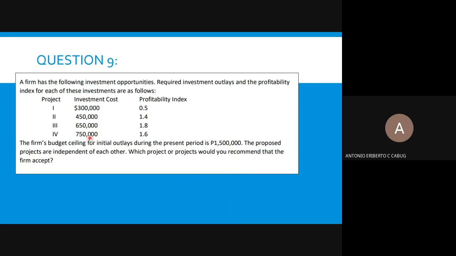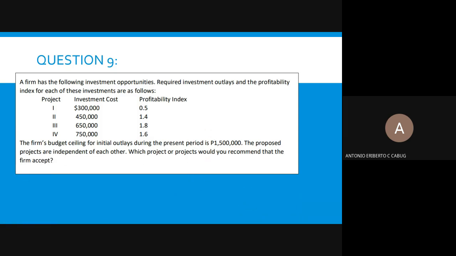Enter everyone. A firm has the following investment opportunities. Required investment outlays and the profitability index for each of these investments are as follows. So project 1, 2, 3, and 4. Ayan yung investment cost tsaka yung PI nila. The firm's budget ceiling for initial outlays during the present period is 1.5 million pesos. The proposed projects are independent of each other. Which project or projects would you recommend that the firm accept?